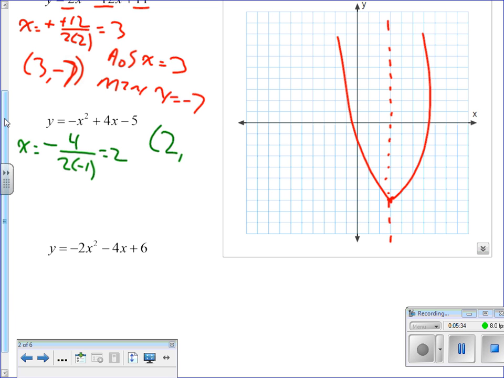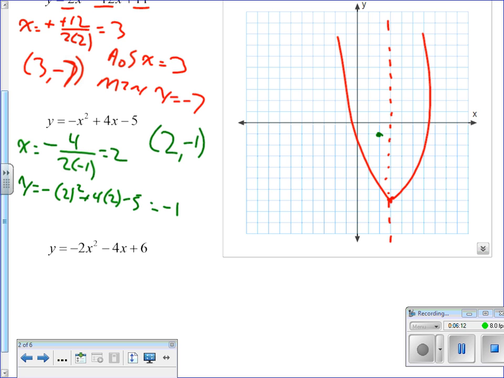To find the y-coordinate, I take 2 and plug it in for x. y equals -2 squared plus 4 times 2 minus 5. Square first, then apply the negative. So 2 squared is 4. -4 plus 8 is 4. 4 minus 5 is -1. So the y-coordinate of my vertex is -1. So I have a vertex at (2, -1).